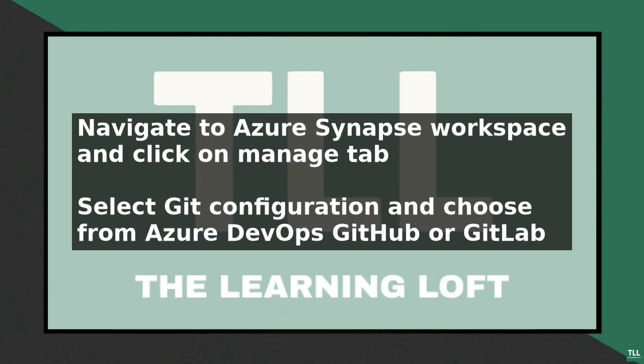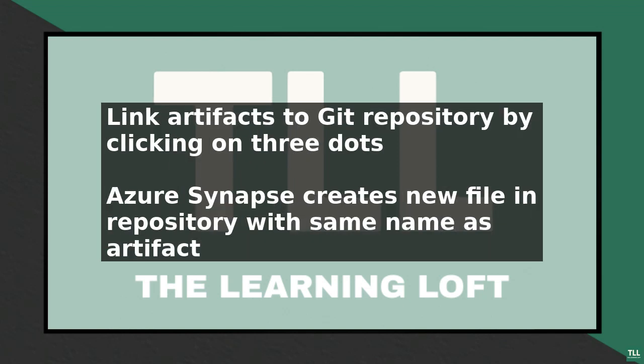Once you have connected your Git repository, you can start using it to manage your Azure Synapse artifacts. Artifacts include notebooks, scripts, and data pipelines. To link an artifact to your Git repository, click on the three dots next to the artifact and select Link to Git. When you link an artifact to Git, Azure Synapse will create a new file in your repository with the same name as the artifact. Any changes you make to the artifact will be synced with the Git repository.